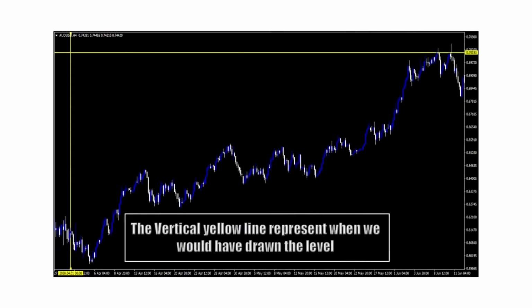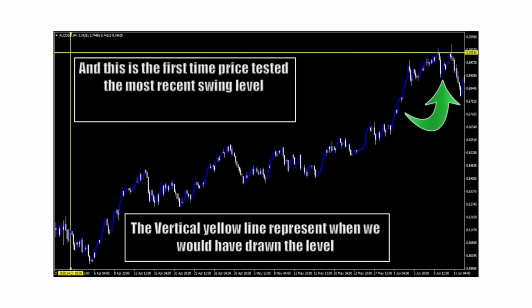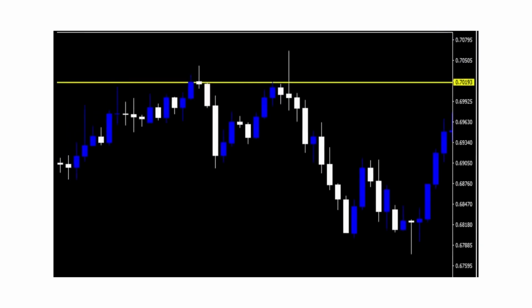The vertical yellow line on the left represents when we would have drawn the level. And this is the first time price tested the most recent swing high in this downtrend monthly. Let's zoom into this move. So this is a zoom in on the forward chart.